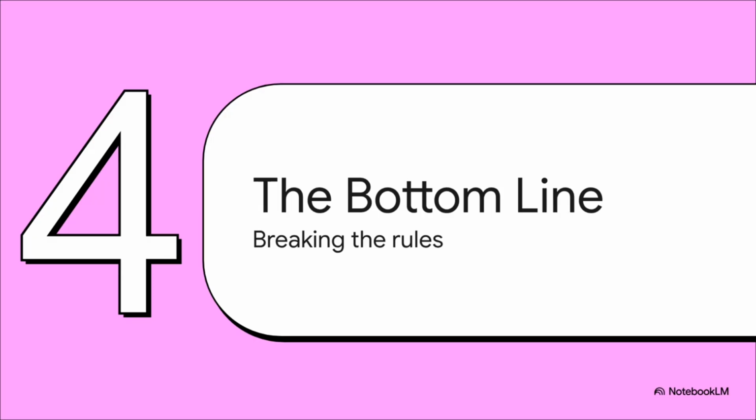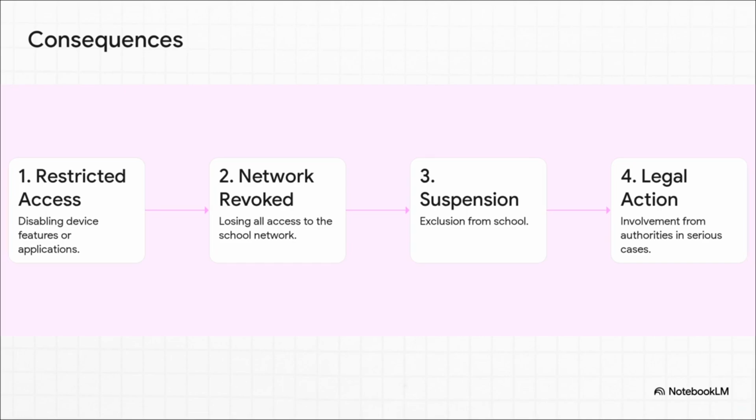So after all these rules, here's the big question. What actually happens if a student breaks the policy? Well, the consequences are serious, and they get more serious depending on the violation. It could start with something like losing access to certain apps. Then it could lead to getting kicked off the network completely. And in really severe cases, it can even lead to suspension or legal action.